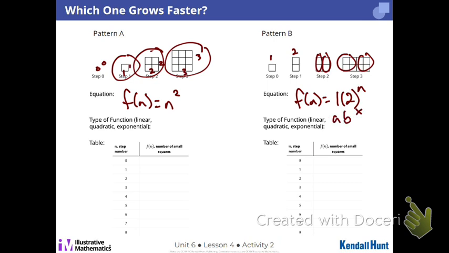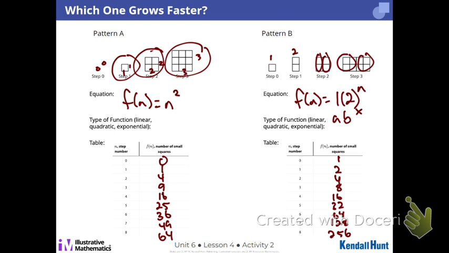Okay, so now let's build our tables. So step 0, I had 0. 1 squared is 1, 4, 9, 16, 25, 36, 49, 64. And if we're doubling, I had 1, 2, 4, 8, 16, 32, 64, 128, 256. Okay, and on the bottom of your notes page it says, how would you explain how these are growing compared to each other?